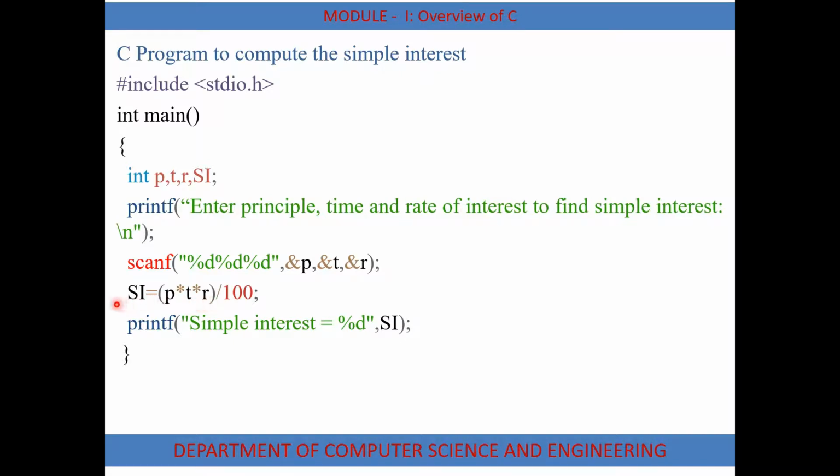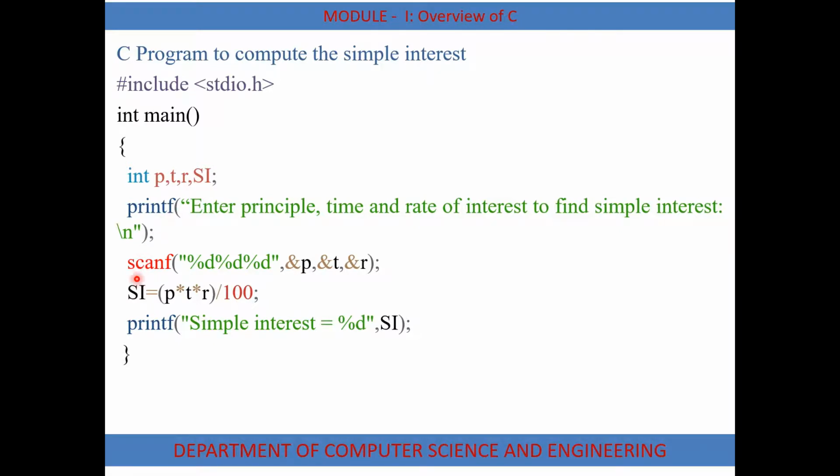So simple interest is equal to PTR upon by 100. Principal, time, rate of interest divided by 100. See, in this formula we have four variables, that is SI, P, T and R. So let me consider the data type of these variables is int. So declare the variables int P, T, R, SI.